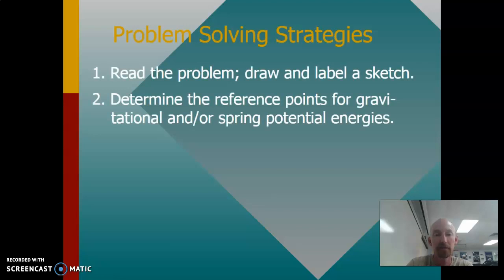Problem-solving strategies. Read the problem. Mr. Atman always taught me, first thing you do is you relax. I think I taught you all that. And then you read. You have to read the problem. And drawing a picture is always a good thing to do. We need to work on that.